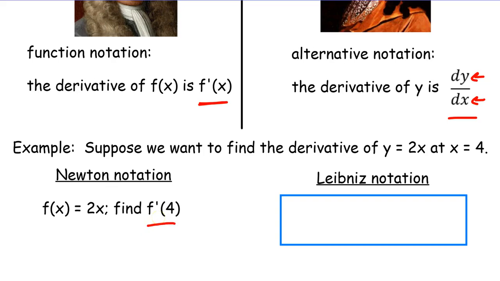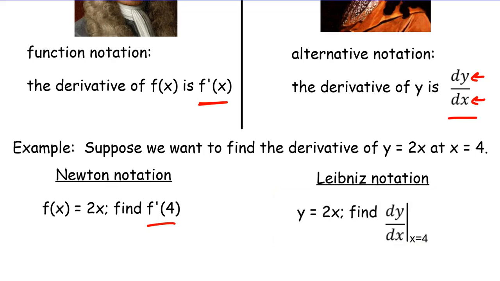What would Leibniz do? Well, Leibniz doesn't have to change the name of the function. We can still call it y equals 2x. But in order to show that we're finding the derivative at a particular point, we have our symbol for derivative, dy dx, followed by this vertical bar, which means such that, and then we just say what the x value is going to be. So dy dx such that, or evaluated at, x equals 4. So that's just saying find the derivative at 4.